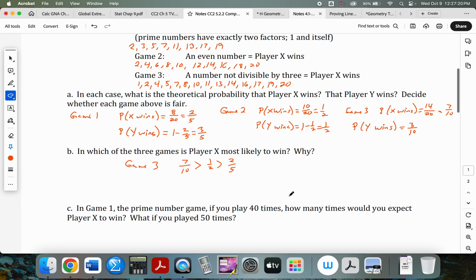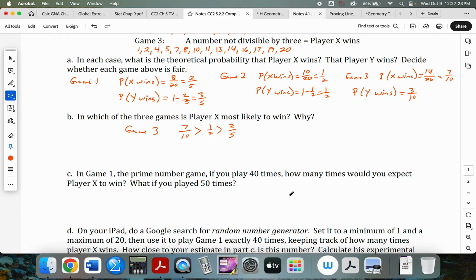All right, so let's say you play the prime number game 40 times. How many times would you expect player X to win? Well, we're going to take the probability, 2/5, and multiply it times 40, which I'll write as 40 over 1. You can multiply first and then divide, or you can divide first and then multiply. Hint, it's always easier to divide first. 5 goes into 40 8 times. You would expect to win 16 times.